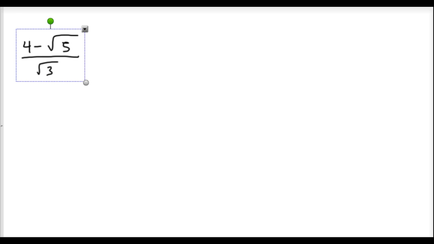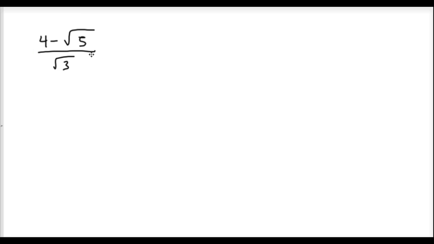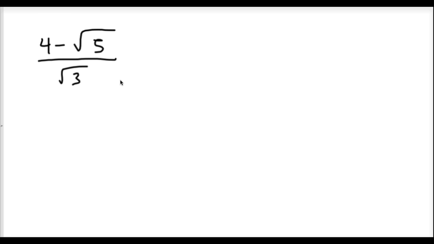Next one. Change it up a little bit. So now we have a binomial in my numerator: 4 minus radical 5 over radical 3. Can't simplify the 4, can't simplify radical 5, can't simplify radical 3. I don't want this radical 3 in my denominator, so I'm going to clear this by multiplying by radical 3. The only difference here is now I just have to distribute this radical 3 to my numerator.